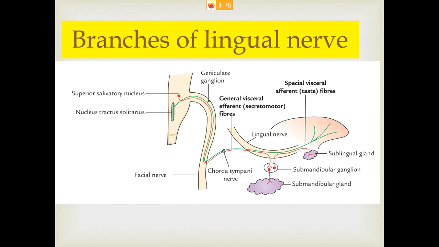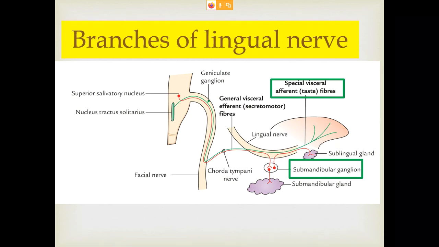Then coming to the distribution, it provides the nerve of general sense of the presulcal part, meaning the anterior two-thirds. General sense is carried by this lingual nerve. The floor of the mouth and mandibular gums are also supplied by this lingual nerve. Special visceral afferent fibers are also carried for the anterior two-thirds. It also supplies the submandibular ganglion and the buccal gums of the lower jaw.